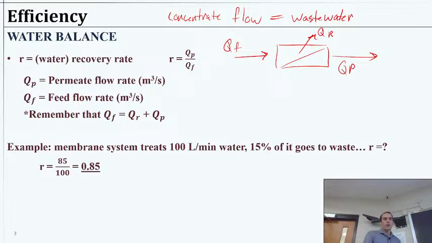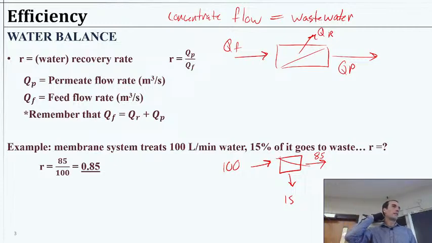Okay, so just a real quick example. If we have a membrane system treating 100 liters per minute of water, 15% of it goes to waste, then what is r equal? So essentially, what's left is 85%, right? So if 100 is coming to the membrane, and we'll draw it this way because I ran out of room, and then 15 is going to waste, then that leaves 85 here, right? We could talk about it in percentages. The example here just made it real easy, said 100, right? So we can just leave it like that.